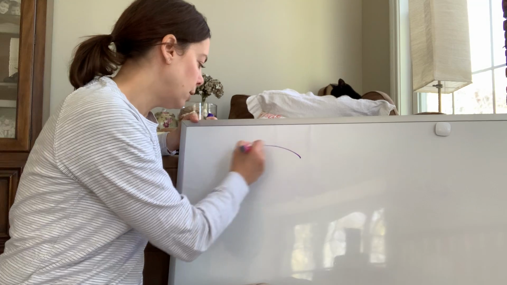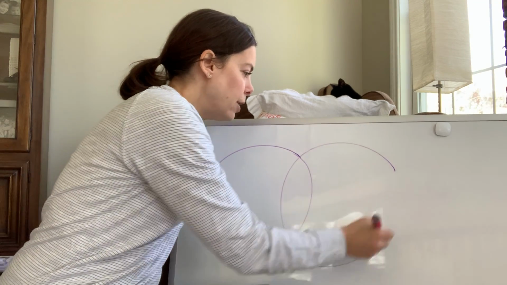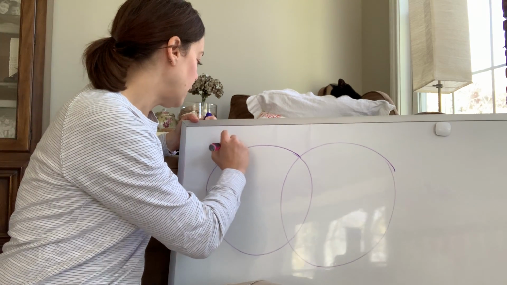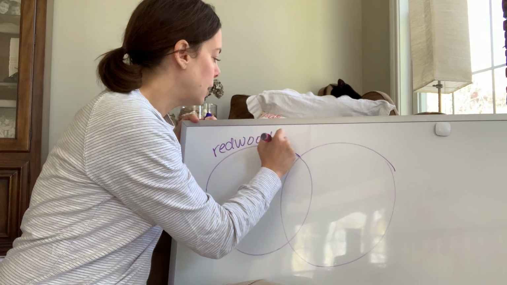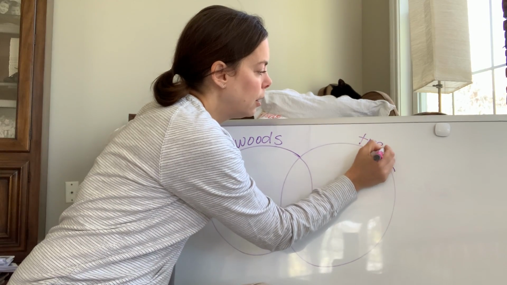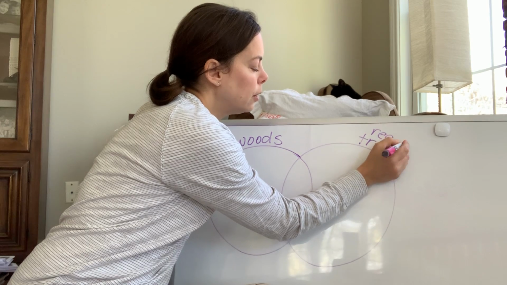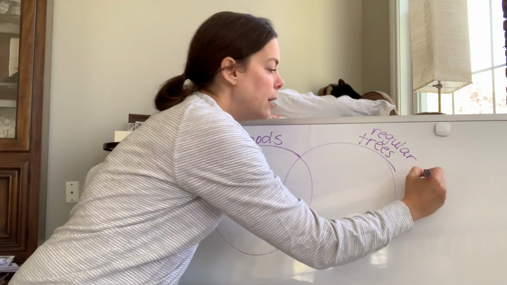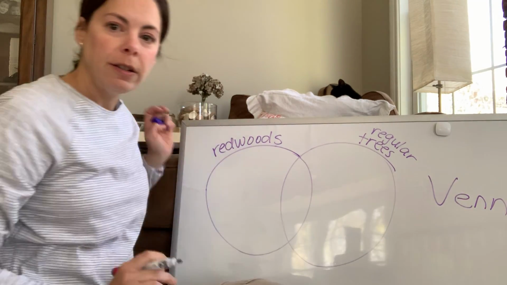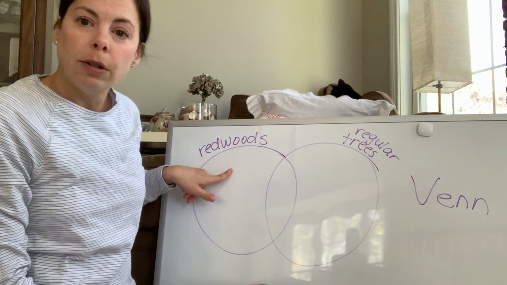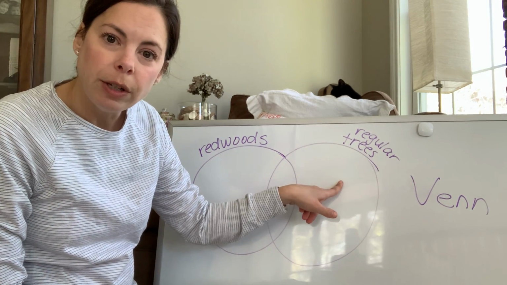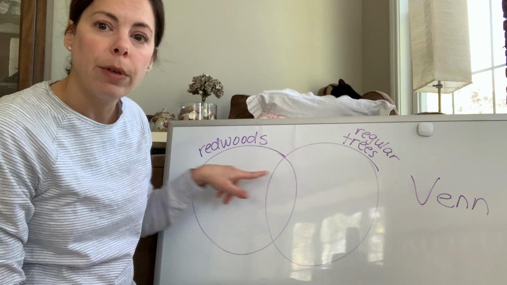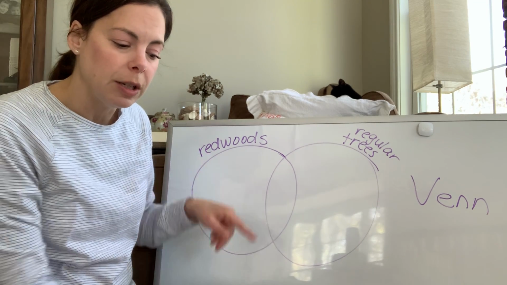Okay, so here we go on the Venn diagram. I'm going to draw mine on here. And this particular diagram has no labels of any kind. So we're going to label it. We're going to label this side redwoods, and we're going to label this side regular trees. Okay? And you know from doing Venn diagrams, here's how you spell it, Venn diagrams, that this circle is going to be all about redwoods, this circle is going to be all about regular trees, and this middle section is going to be what's about both of them, what properties or characteristics they share.